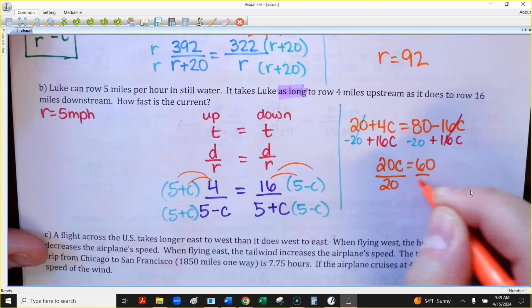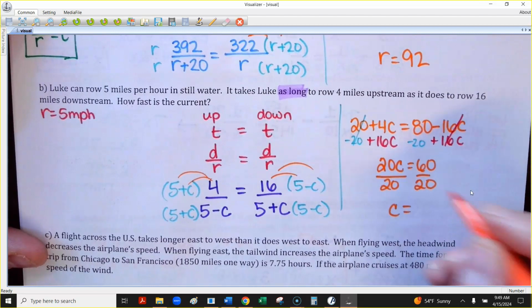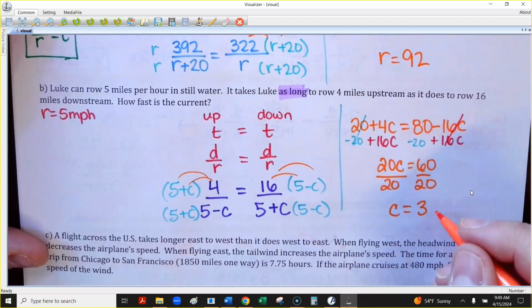What's the speed of my current? 3. Oh, okay, I about had a heart attack. Okay, I was like, 3.